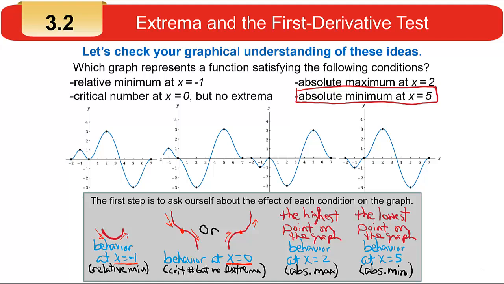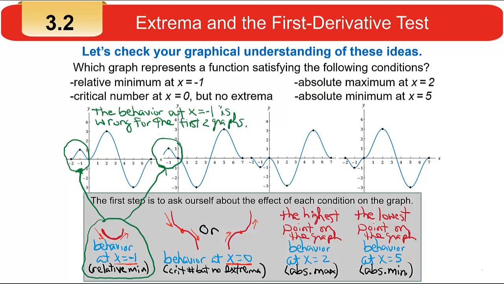So let's do that. Let's just start off looking at that first condition, the behavior at x equal minus 1. Well, you can see that the behavior at x equal minus 1 for that first graph is up followed by down. We're looking for down followed by up. So it can't possibly be the first one. And the same thing's true for the second one. The second graph is up followed by down. That can't be right. So we've already eliminated choices 1 and 2. We've already got a 50-50 shot at it now.